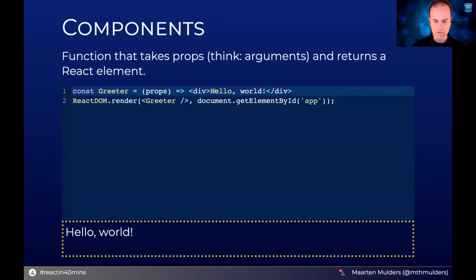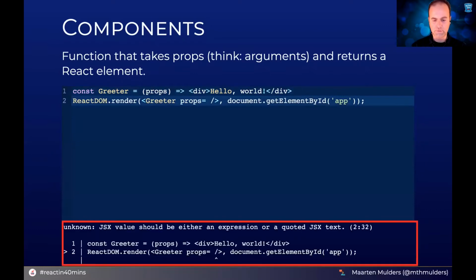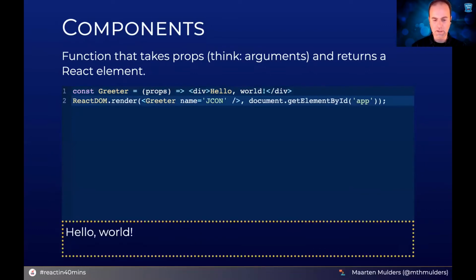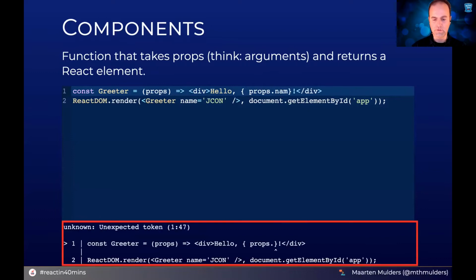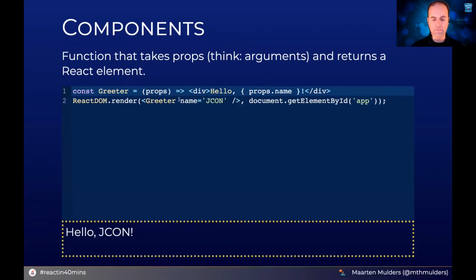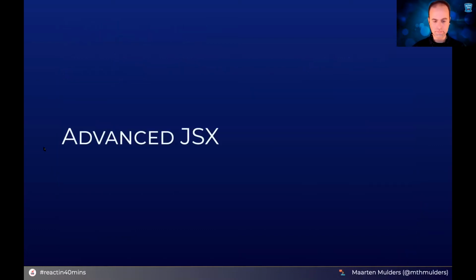Let me show how that could be done. Props, name is JCON, for instance. And now here I could say props.name. So what happens here? I'm passing an attribute, which is called name. That attribute ends up in this props object. It is an object with only one key. The key is called name, so I can read that. And to include expressions in JSX, I use the curly braces over here.